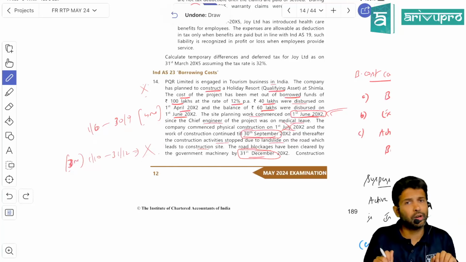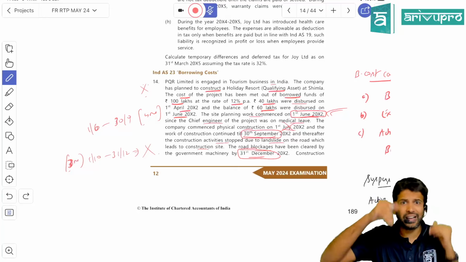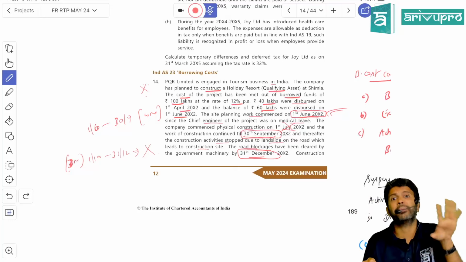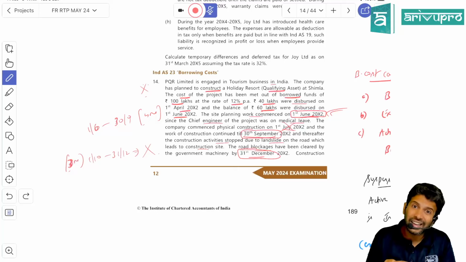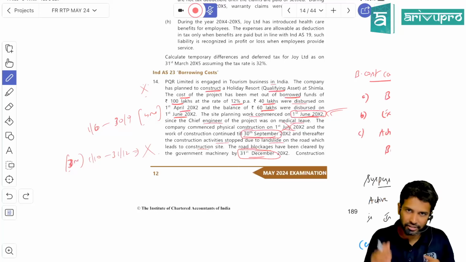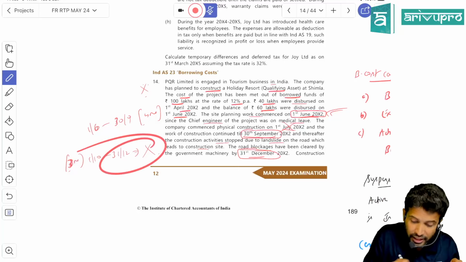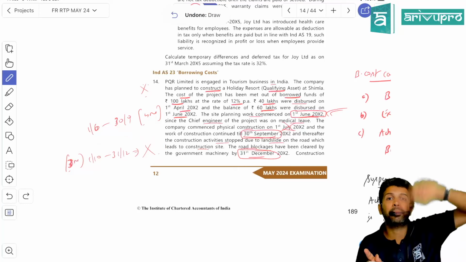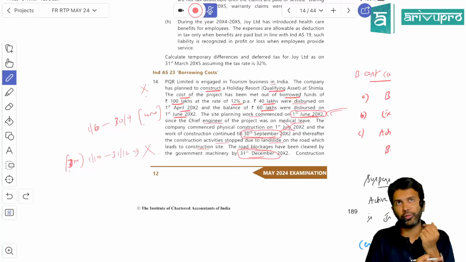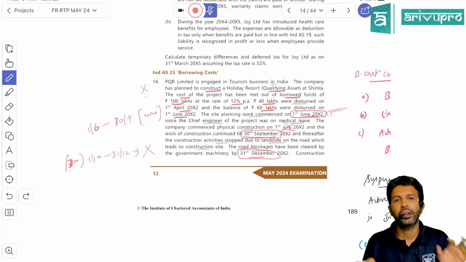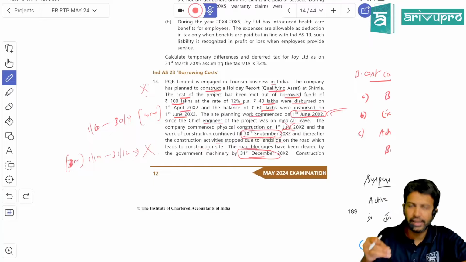But suppose in that particular area of Shimla, landslide is not at all common, and it suddenly came, so it is a rare event. In that case, we'll say that active development has been interrupted. Then this period's borrowing cost will not be capitalized. It will be transferred to P&L. How to find out? Usually they will give this data, whether landslide is common or not common, in the question.